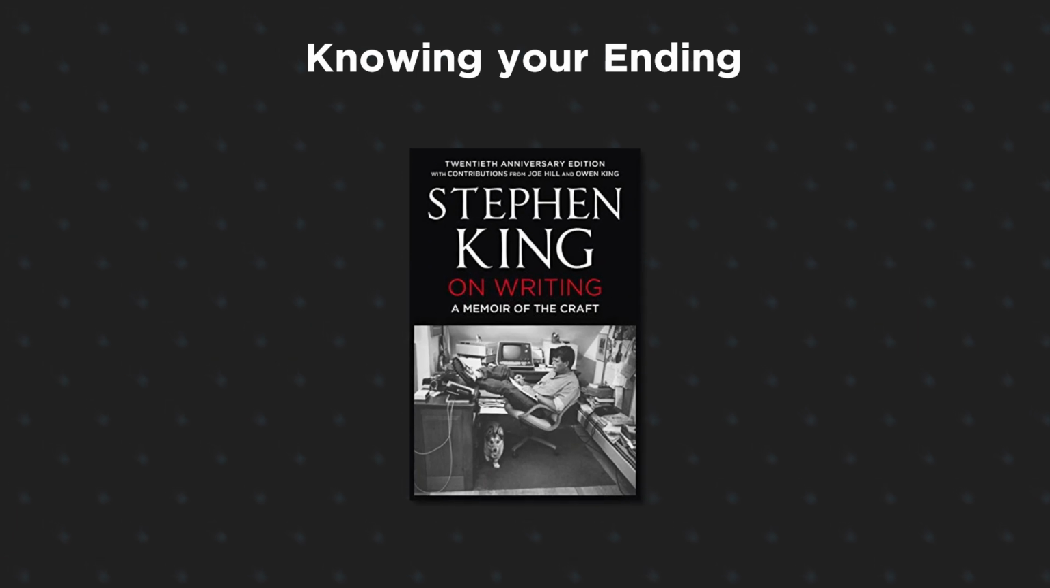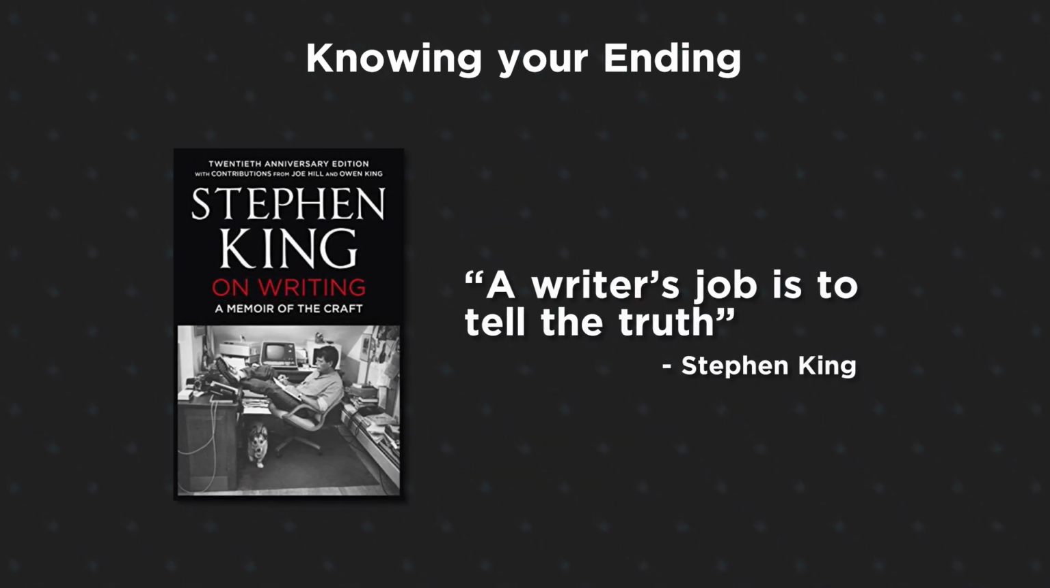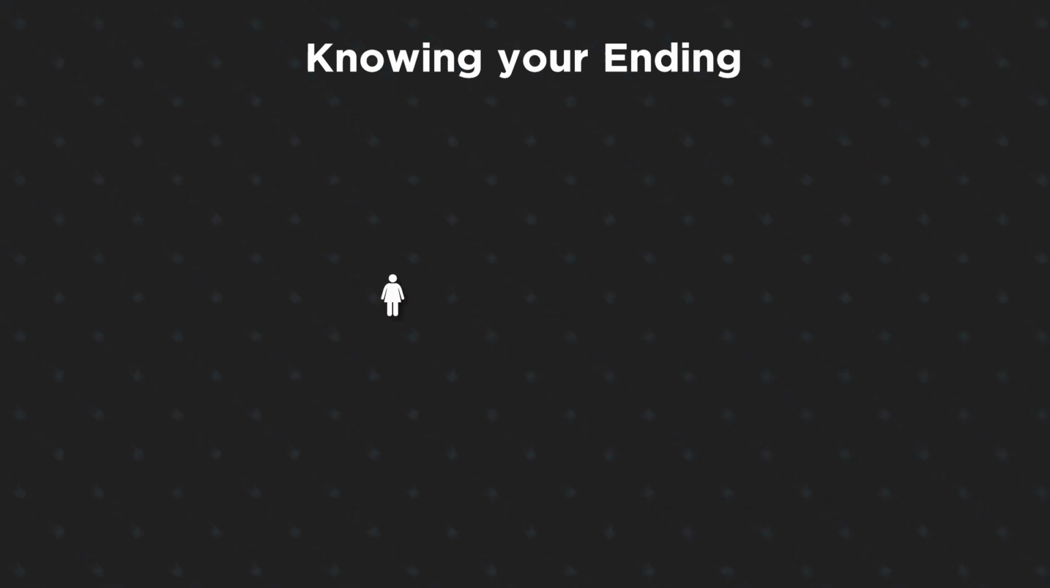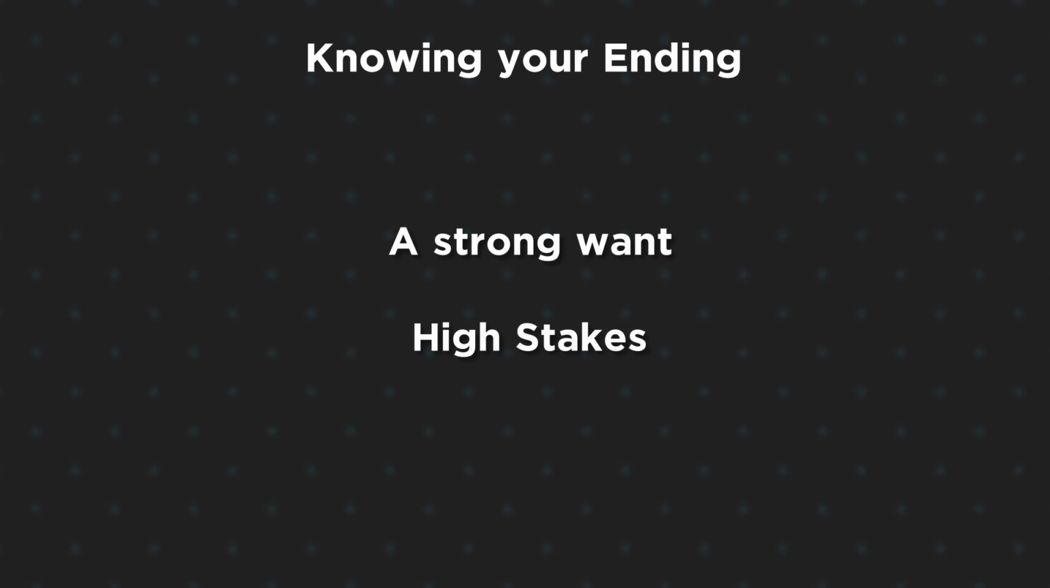Stephen King wrote in his excellent writing memoir, On Writing, that a writer's job is to tell the truth. I try to follow that mantra. If you commit to telling the truth, then it might be hard to know exactly what happens at the end before you get there, because you might not know what happens on the way until you go through the character's journey. I didn't know which of my characters would die. I didn't know how they were going to win the day. The important thing to me was to make sure they have a strong want and that the stakes are high enough. Everything else will figure itself out.